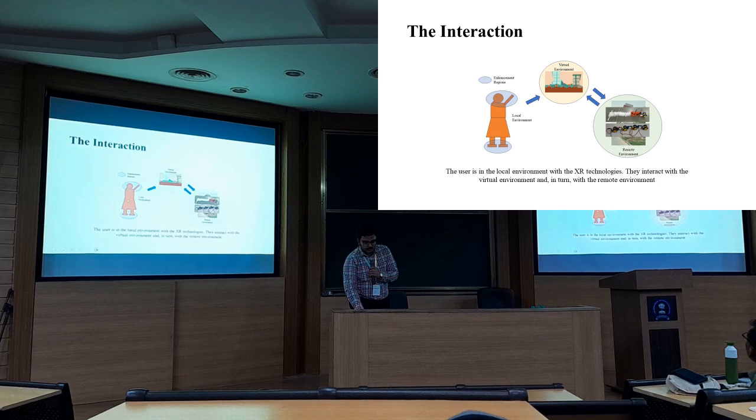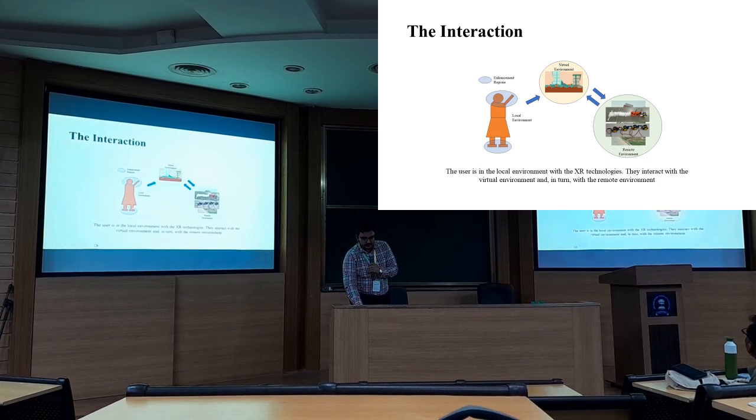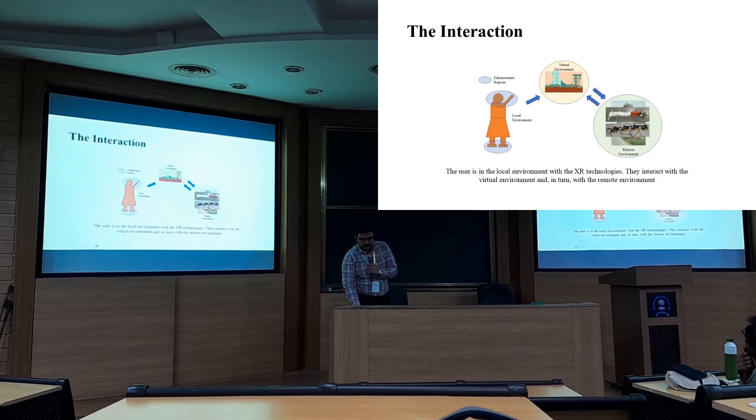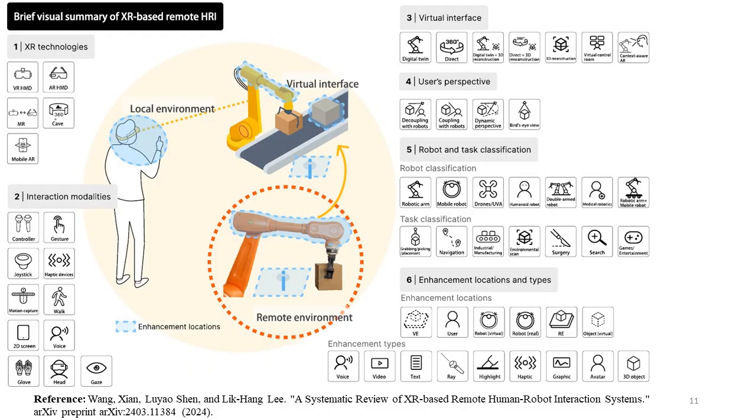The interaction usually happens with the human, wearing a device on the head and the leg, in a virtual environment, and it is connected to the remote environment where the earthquake has happened. In this case, we are using the two robots which we have proposed. There is a review paper which came out this year, which talks about the key dimensions which are needed for remote human-robot interaction using XR.